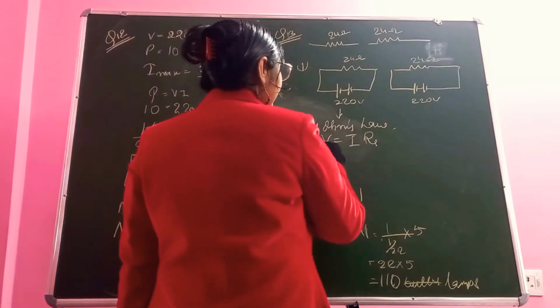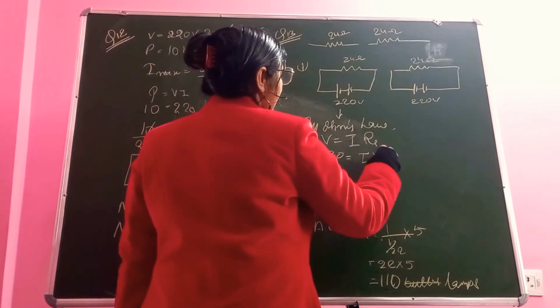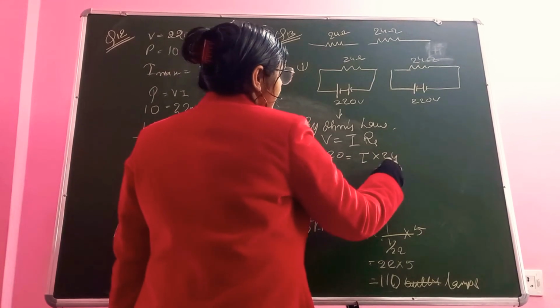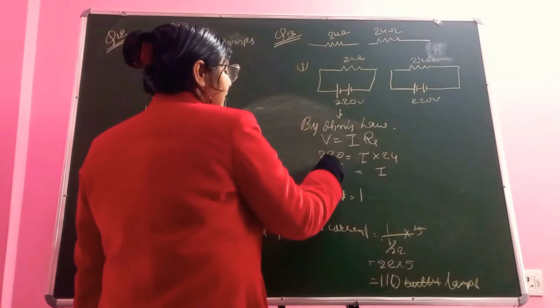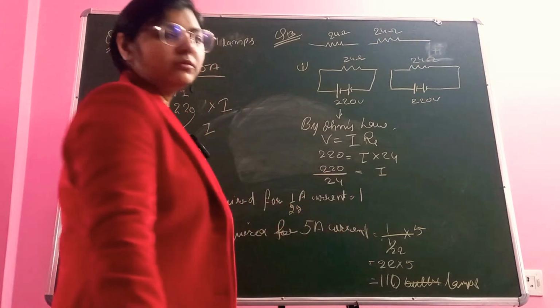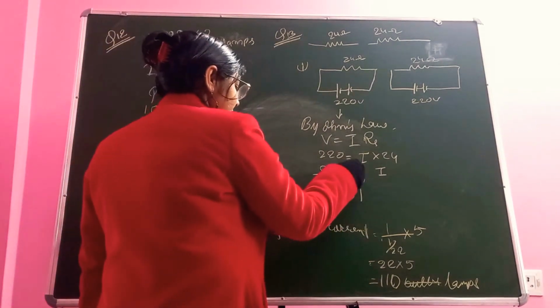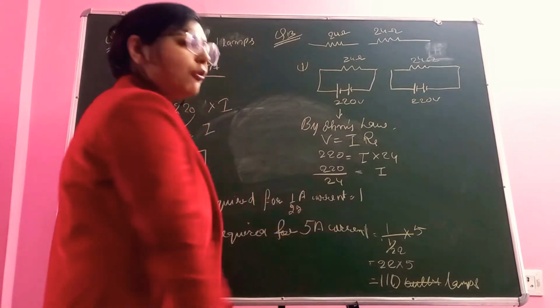We know that V is 220. I we have to calculate. R is 24. So what will be the value for this? 220 upon 24. What to do now? Cancel it by 2. You can cancel it by 4 also.